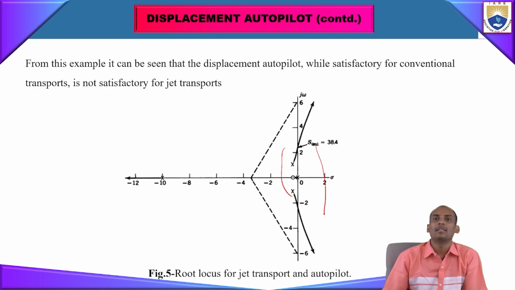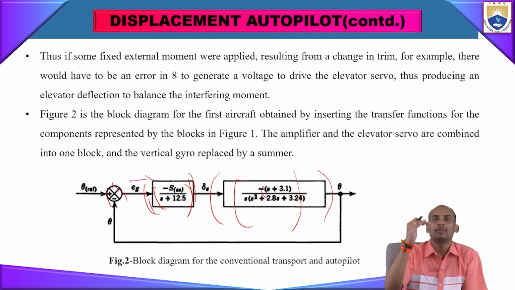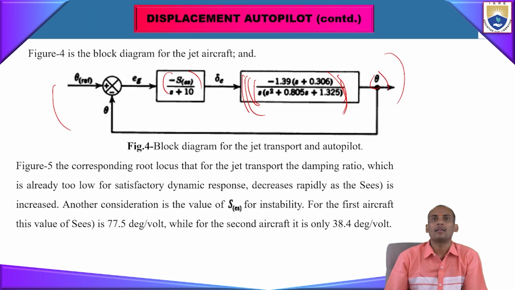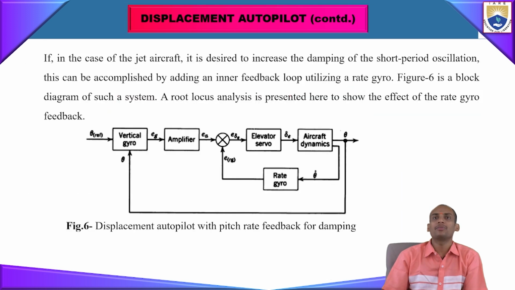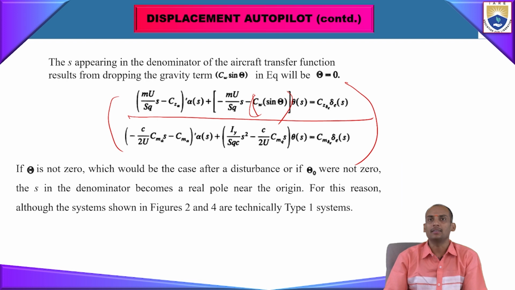This applies to this autopilot system and the jet transport autopilot system. If the theta naught value is not 0, then the s in the denominator becomes a real pole near the origin, so the system comes under type 1 systems.